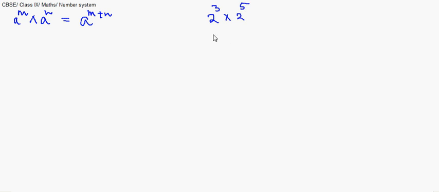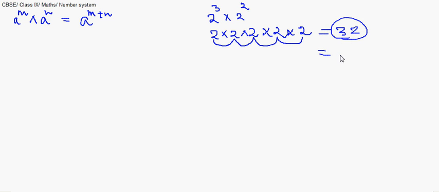Now to do so, what do I do? I'm doing 2 into 2 into 2, and then there are 2 more. So I'm multiplying 2 times 2 is 4, 4 times 2 is 8, 8 times 2 is 16, 16 times 2 is 32. Now this 32 can also be expressed as 2 to the power 5. Or I directly omit this and write 2 to the power of 5. If you see, the powers have actually got added. So when the bases are equal, the powers get added. This is the first rule.